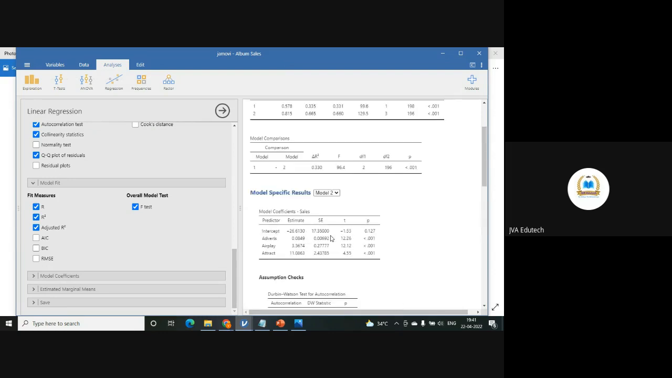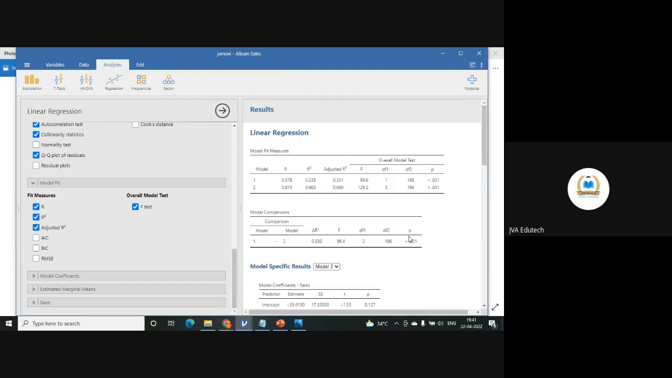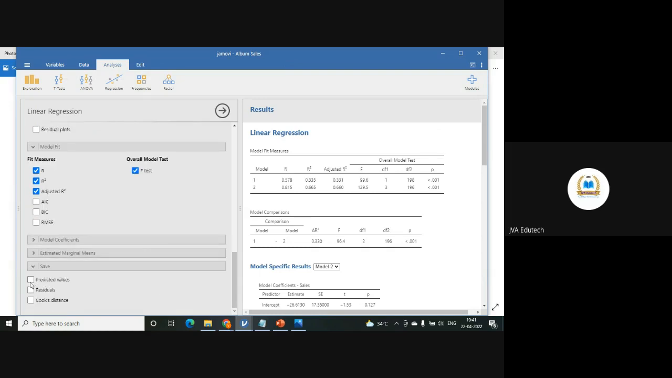We developed our model and we also found that our model is a good fit. So this is all about regression. For further analysis, if you want to save them, you can save the predicted values for each case. You can save the residuals. All these things you can save as variables. So this is the fitness of the model.